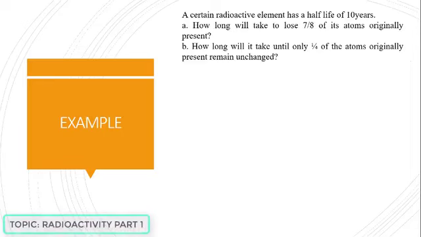Now, enough of the jargon, and let's take an example to put into perspective what we're actually trying to talk about. The question says that a certain radioactive element has a half-life of 10 years. And the A part of the question says, how long will it take this radioactive element to lose 7/8 of its atoms that were originally present in it? And the second part of the question is, how long will it take until only 1/4 of the atoms originally present remain unchanged? Let's take that one after the other.